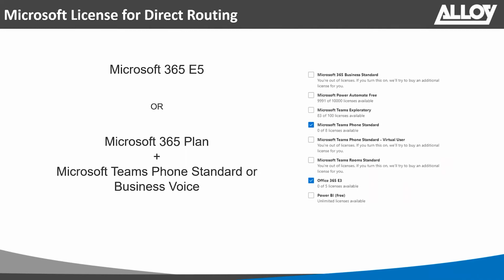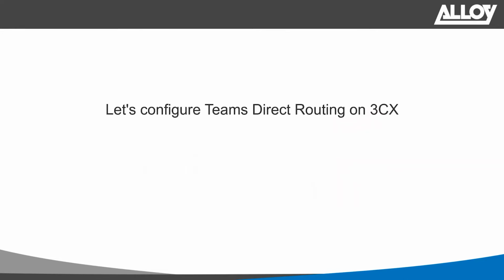Of course, you will need a license to configure direct routing on Teams. You can either use Microsoft 365 E5 with audio conferencing, or you can use a Microsoft 365 plan with the Microsoft Teams Phone Standard license as an add-on, as you can see in the screenshot on the left-hand side. So let's log into 3CX and see how we can configure Teams direct routing.